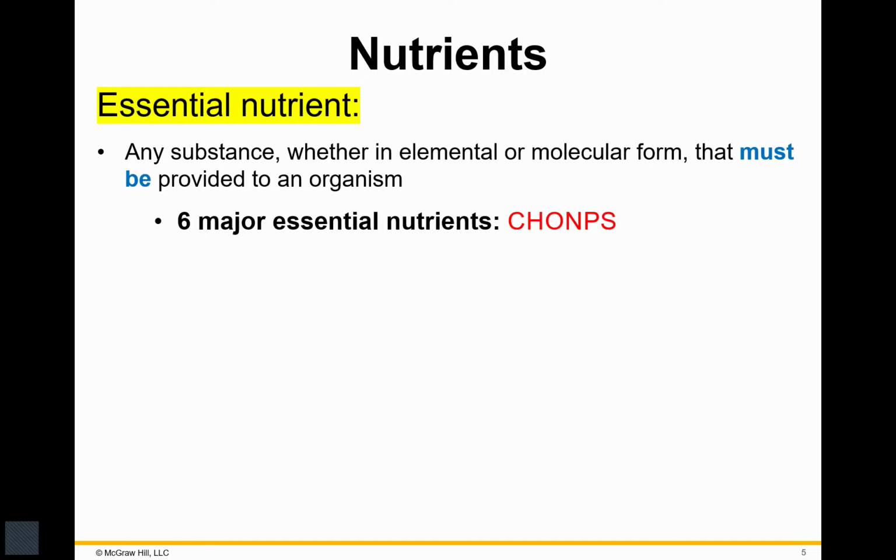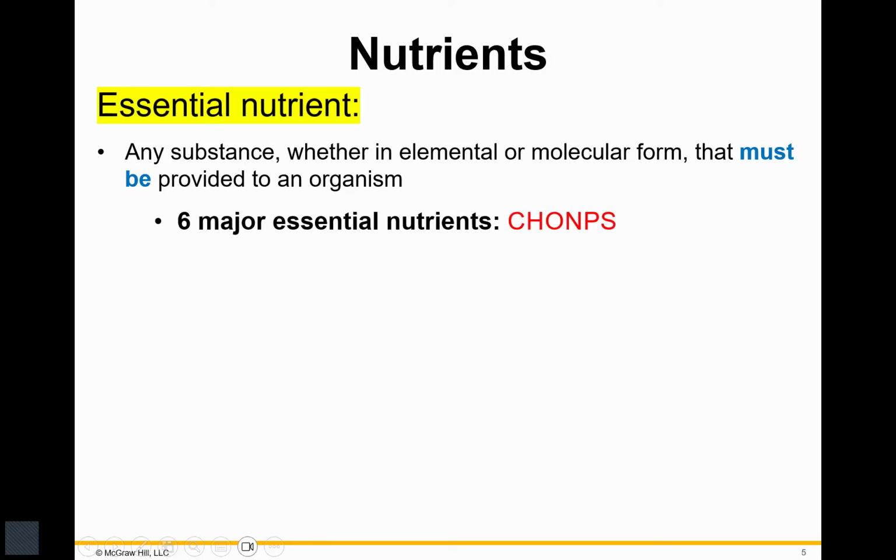Let's look at the term essential nutrients. These are substances or nutrients that must be provided to the organism, mainly because the cell cannot synthesize them themselves. There are 6 major essential nutrients, which I call the CHNOPS. These are carbon, hydrogen, oxygen, nitrogen, phosphorus, and sulfur.